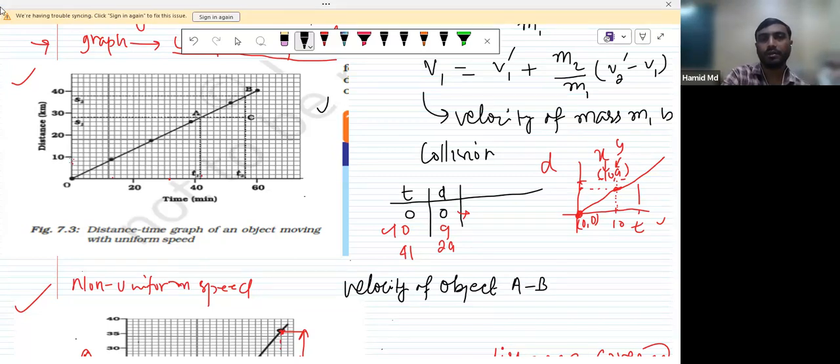This graph is visible. Yes, sir. This point is A and this point is B, right? So if this is the problem given to you, and you are being asked to calculate the velocity, okay, how will you proceed? The velocity of the object from A to B. How will you do, Munir?